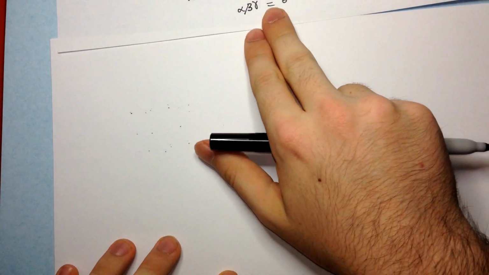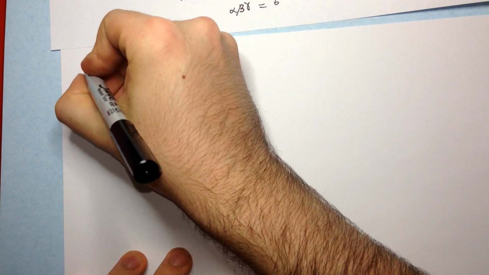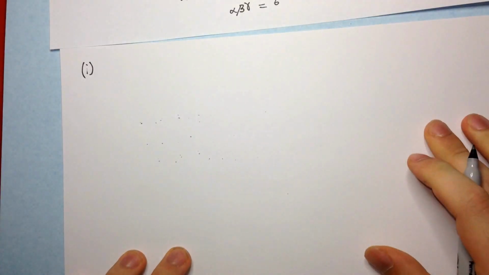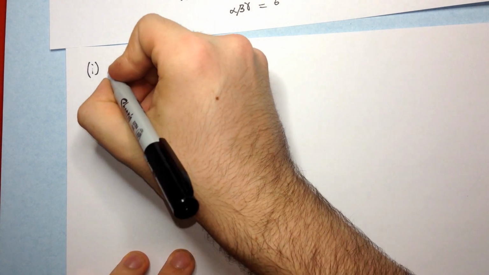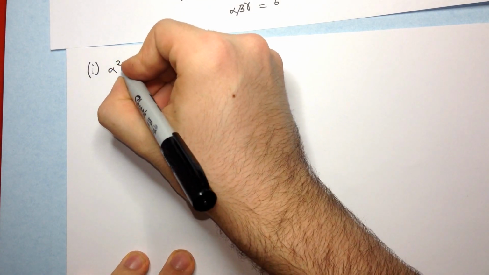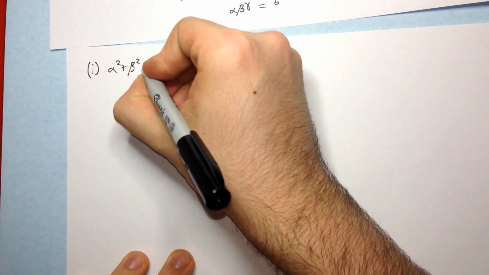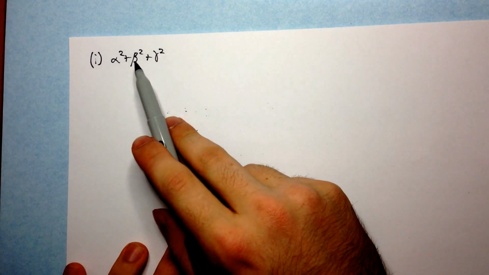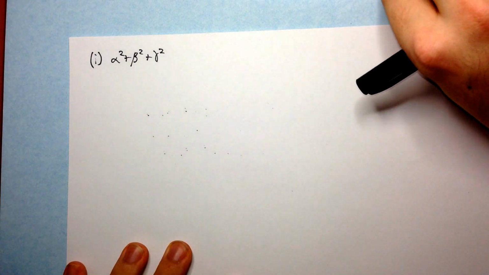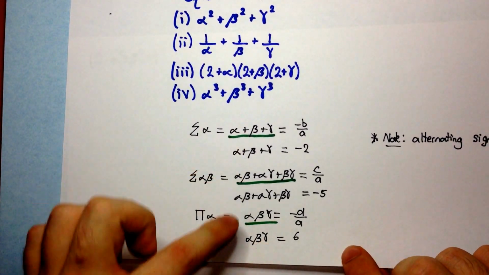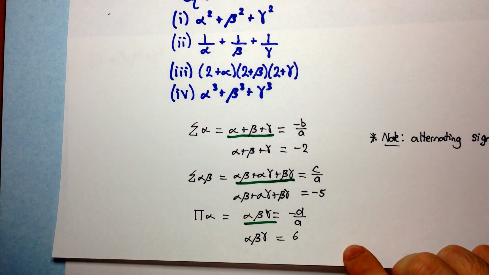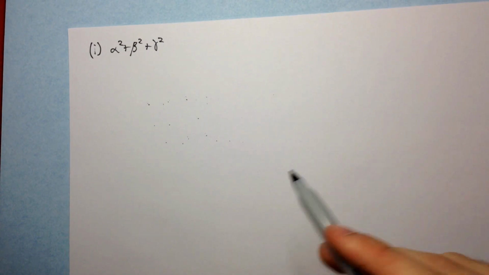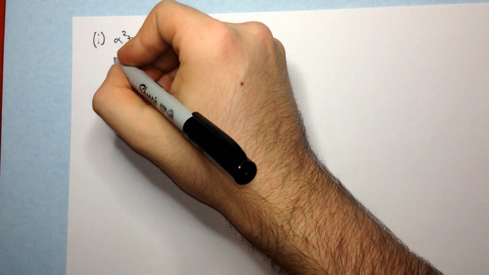So, the first one is alpha squared plus beta squared plus gamma squared. Now, we need to find an expression for alpha squared plus beta squared plus gamma squared in terms of these three, or some of these three fundamental expressions. Okay, and the way we do this is like this.